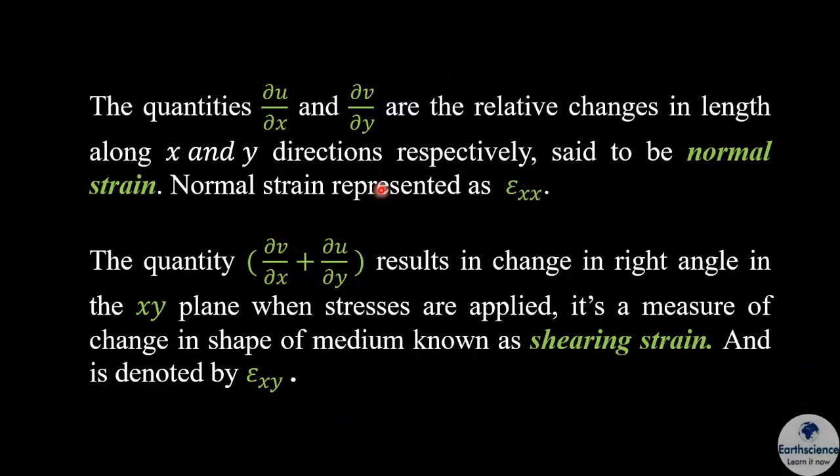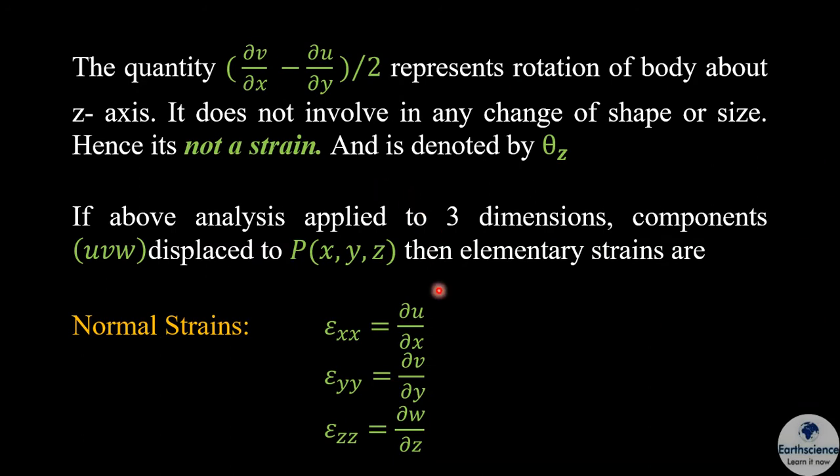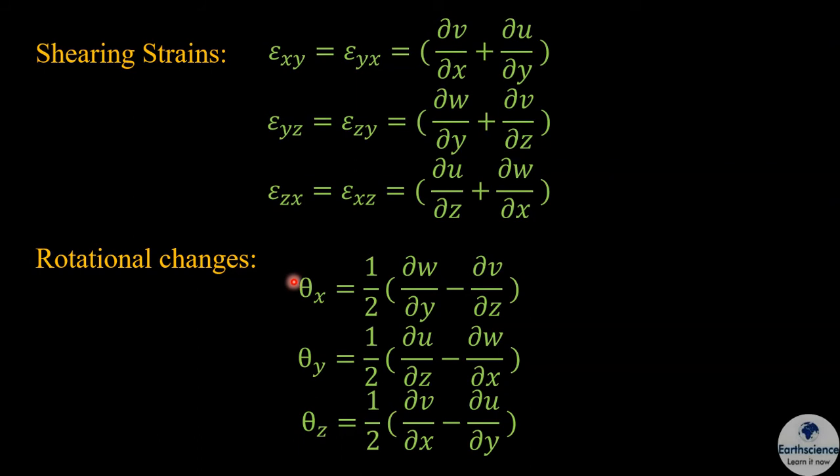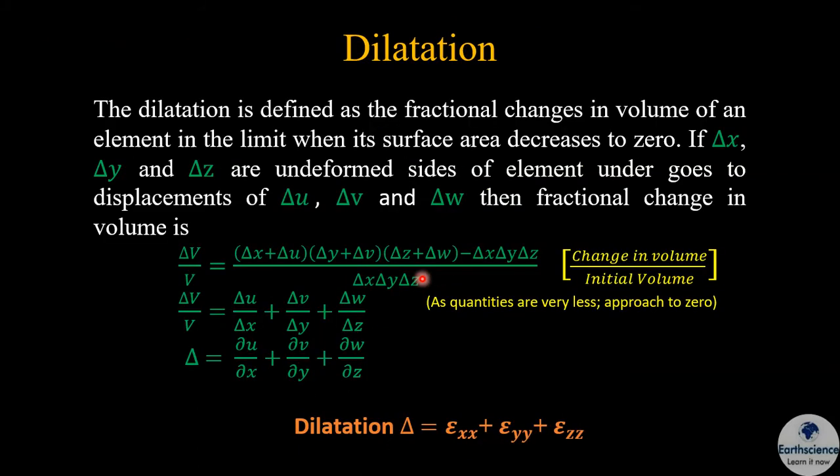If we consider three dimensions, the corresponding normal stresses are sigma xx, sigma yy, sigma zz. The corresponding strains are epsilon xx, epsilon yy, epsilon zz, and the shearing strains are epsilon xy, epsilon yz, epsilon zx. These are all symmetric, equal to epsilon yx, epsilon zy, epsilon xz. And the rotation in the x, y, and z directions is given here like this.